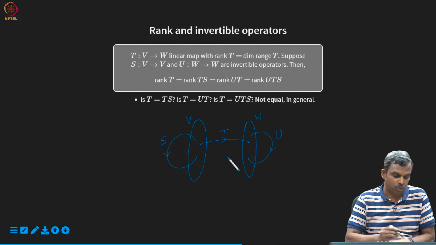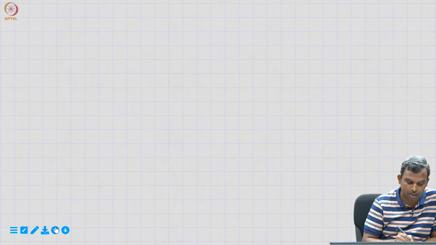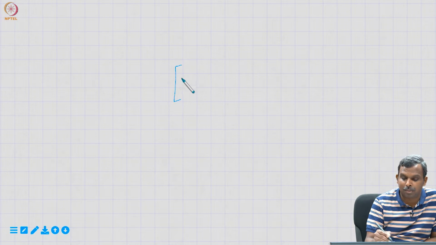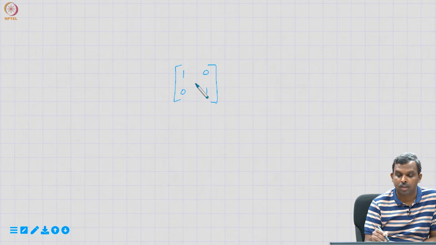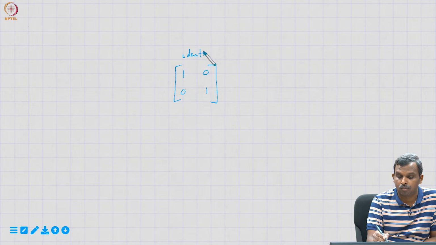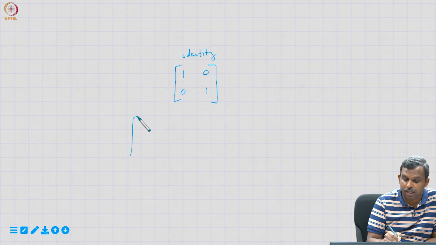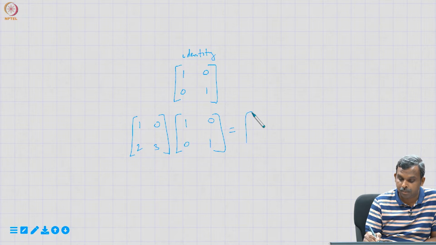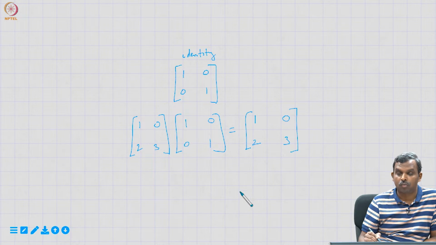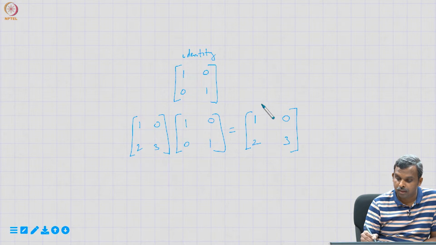Maybe I should give you an example to emphasize what I mean by this. Let's take a simple 2 cross 2 case, just the identity operator. Notice what happens when I multiply on the left with, say, an upper triangular matrix 1, 2, 0, 3. Let us say I do this. You know how to do this multiplication, right? So you get this. Now this is a different operator, right? So these two are different, clearly.